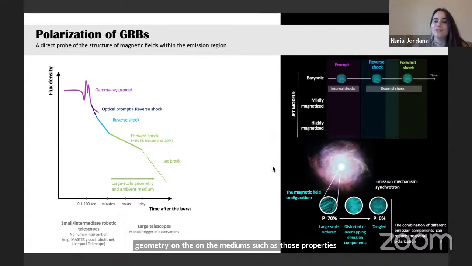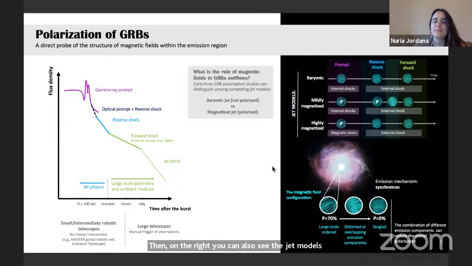Then on the right, you can also see the jet models. Depending on the role of the magnetic field, so what rules the outflow dynamics, if kinetic or magnetic energy, we have several options. Baryonic jets will not have polarization from reverse shock or forward shock. In the case of mildly magnetized jets and highly magnetized jets, we will measure polarization. For the mildly magnetized jet, we will measure polarization for the prompt and the reverse shock.